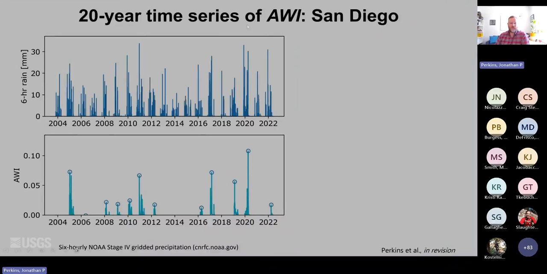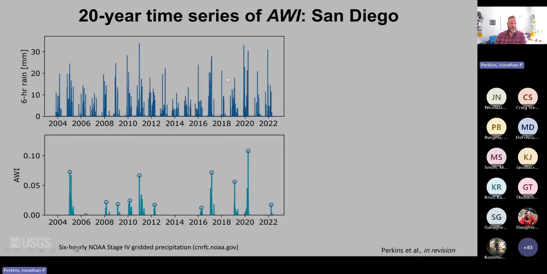So to do this, the rainfall data set that we're using is from the NOAA CNRFC, the California Nevada River Forecast Center, which has a 6-hourly gridded precipitation data set for the entire California-Nevada area that goes back to about 2003. So we use that data set because it works nicely with our entire study region, the state, and has sufficient spatial and temporal resolution.